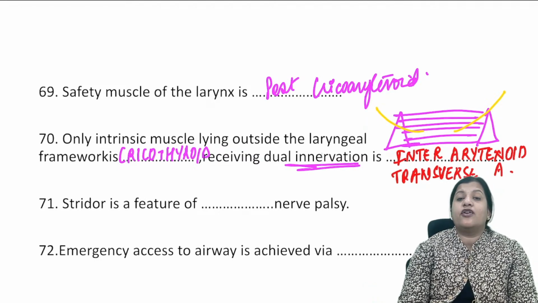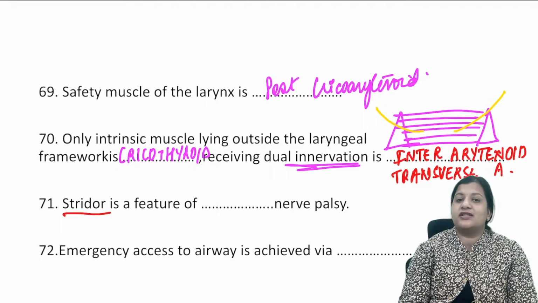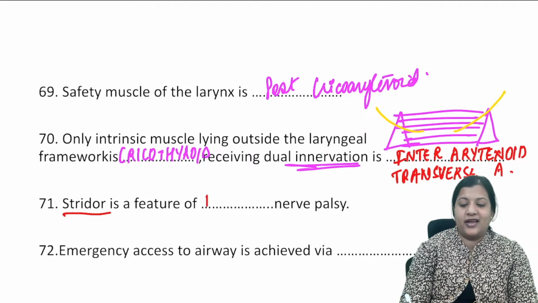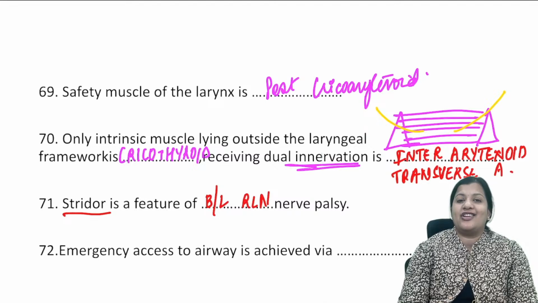Stridor is a feature of which nerve palsy? RLN palsy, SLN palsy. First, you should think about that. Unilateral or bilateral? Yes, very good. Stridor is a feature of bilateral recurrent laryngeal nerve palsy. Emergency access to airway is achieved via.